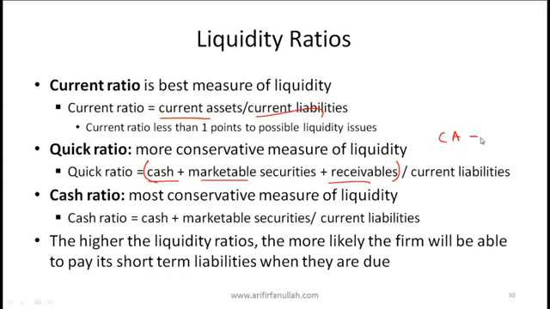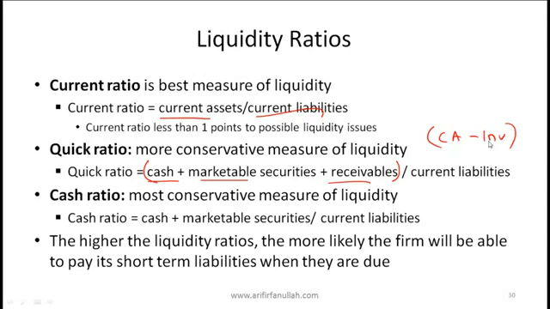So assuming that other current assets are not significant, then what you see over here and what you see over here would approximately be the same. Here the assumption is that inventory is not very liquid, so we want to see what our ratio is when we remove inventory. Cash ratio is the most conservative.